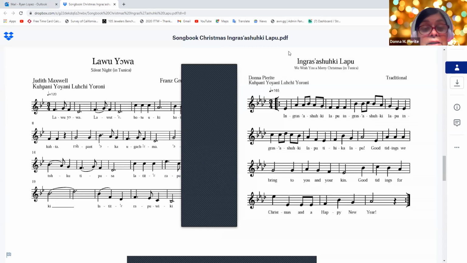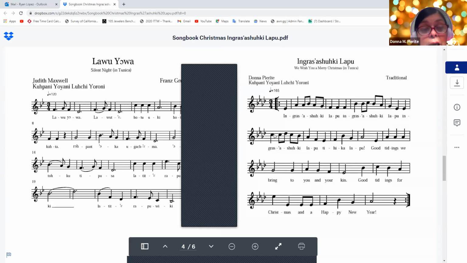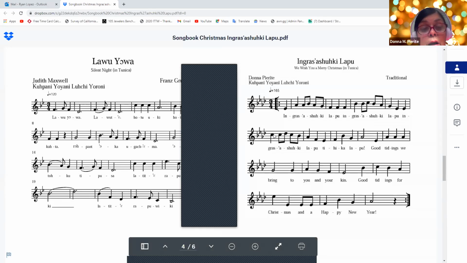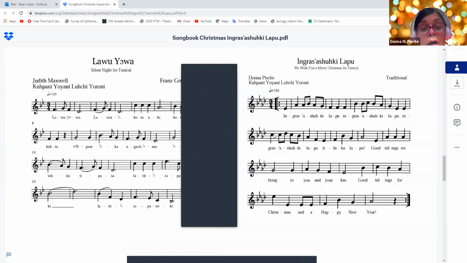Hatika. Ingrassa shukilapu, ingrassa shukilapu, ingrassa shukilapu, tihikalapu. Ingrassa shukilapu, ingrassa shukilapu, ingrassa shukilapu, tihikalapu.